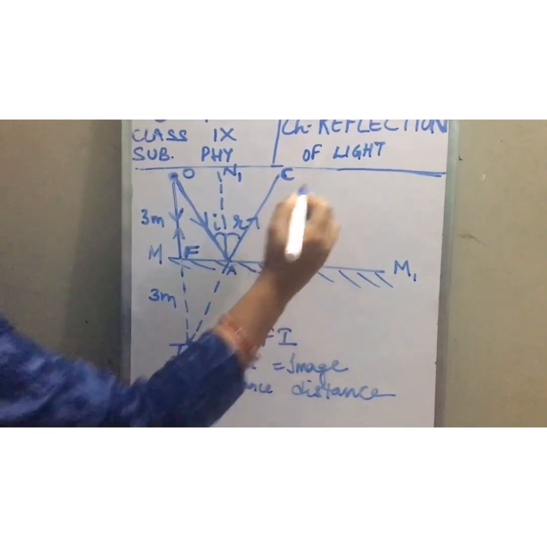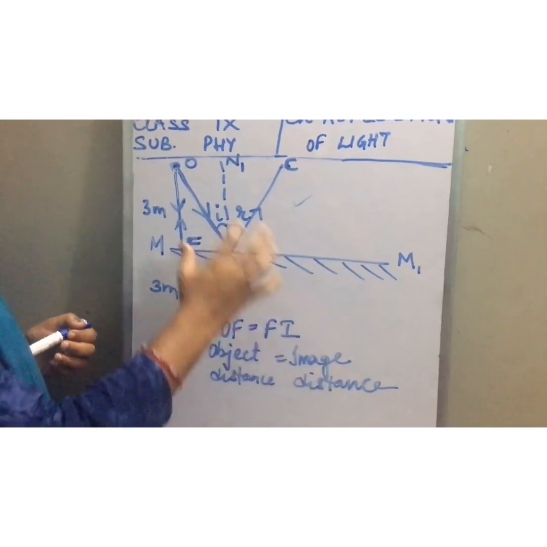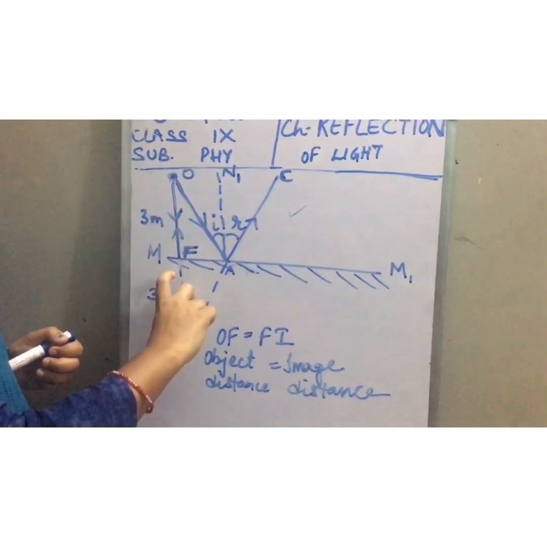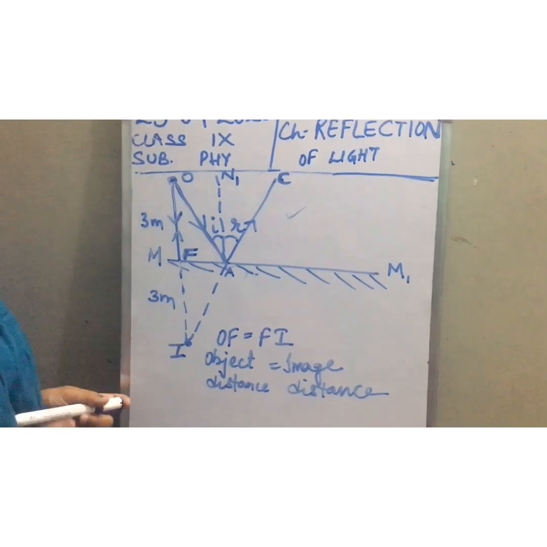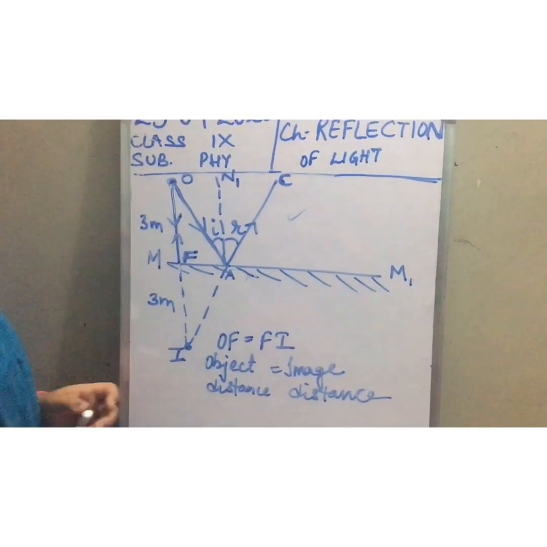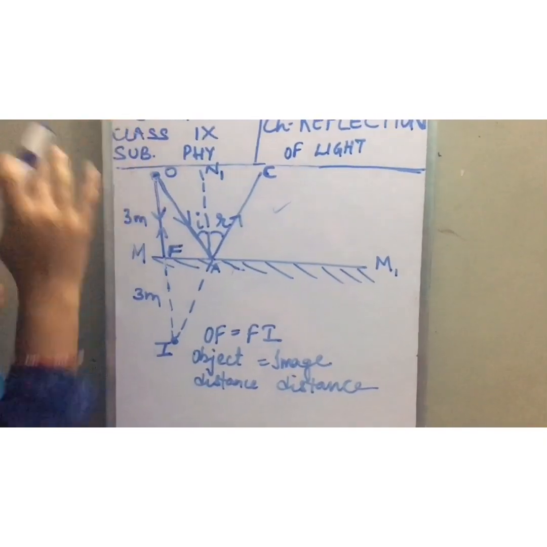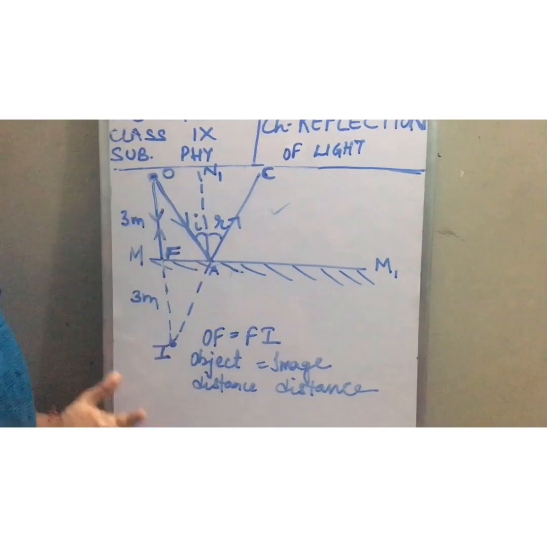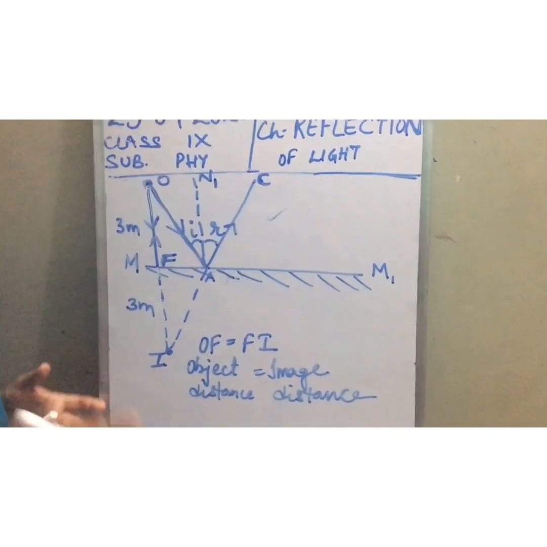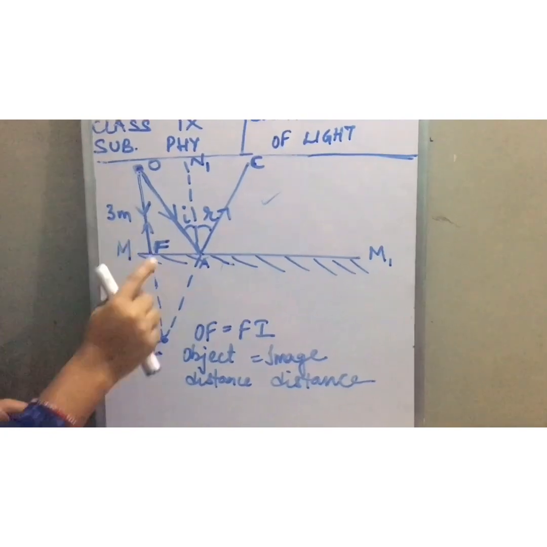This ray diagram sometimes comes in exams: explain with the help of a ray diagram that the object distance equals the image distance. Whatever ray diagrams are explained in your book, please try them and draw them in your copies. And remember how we are making these ray diagrams. In a ray diagram, it is very, very important to draw the arrows. It is a very important rule.